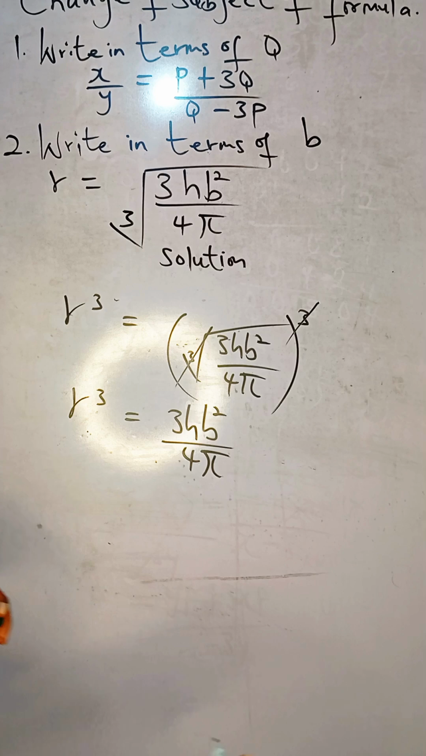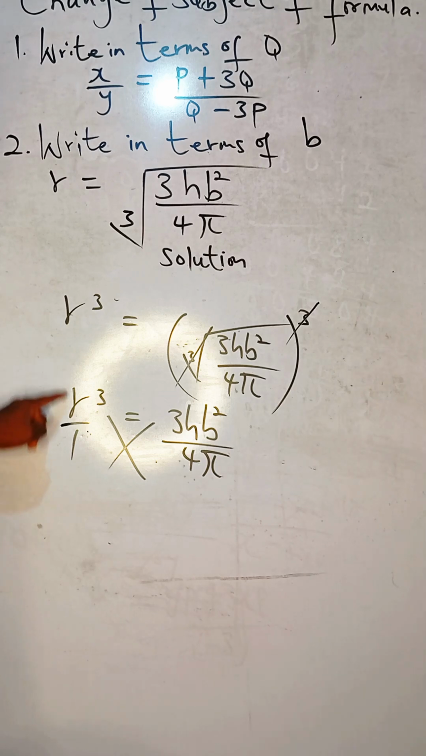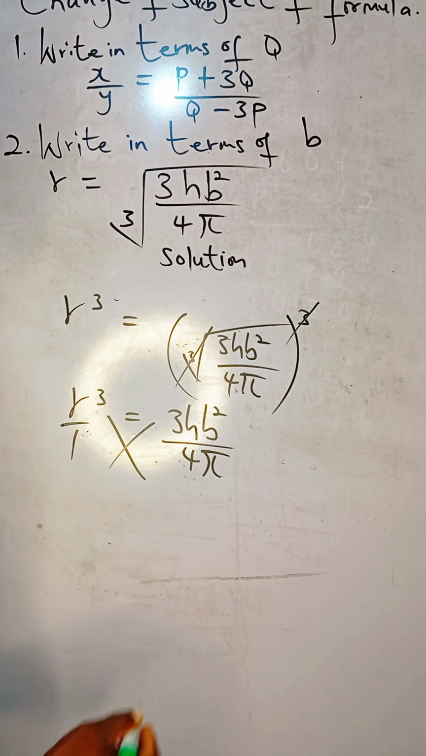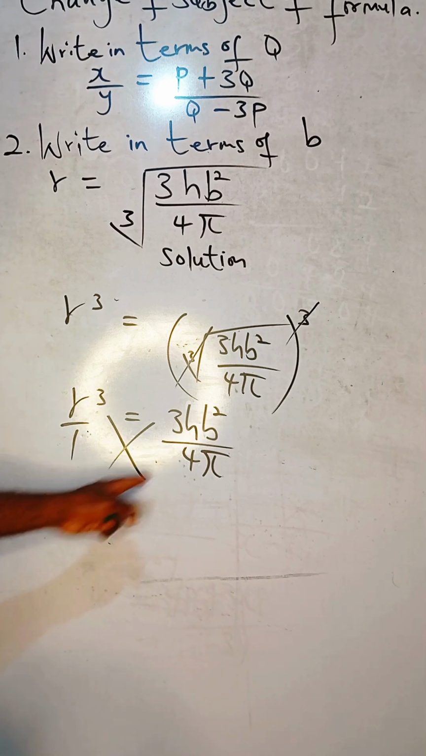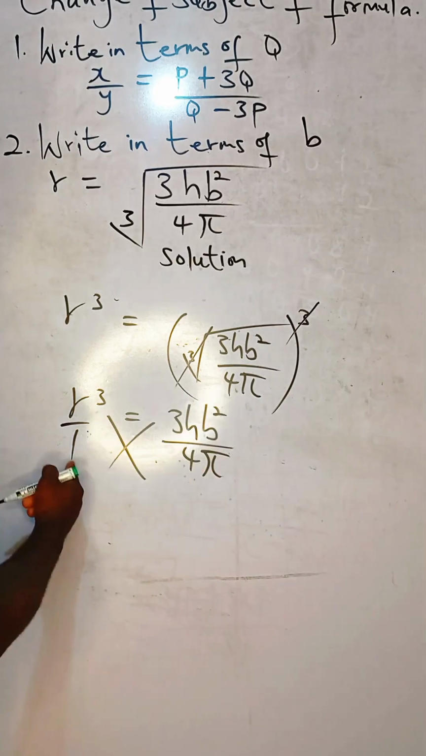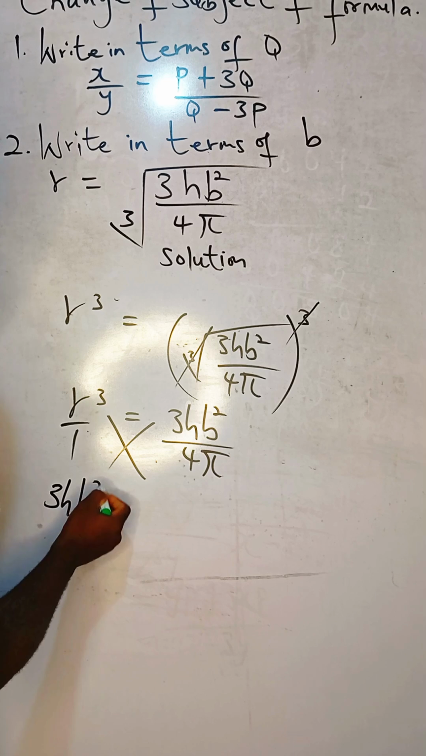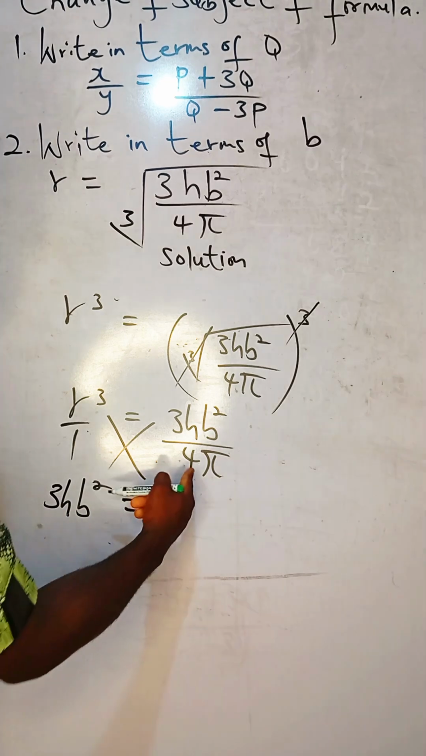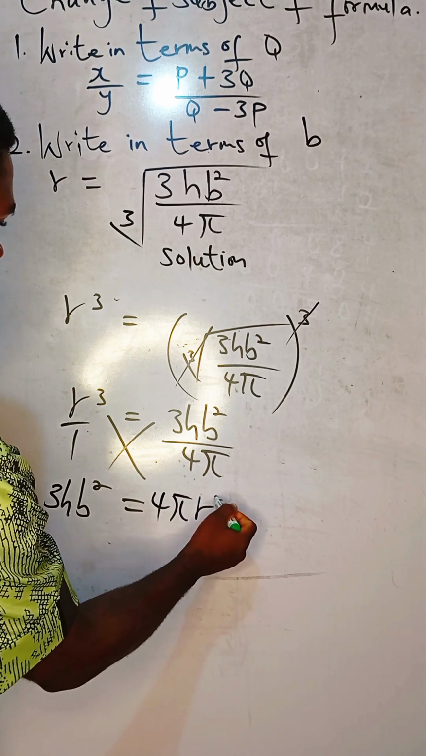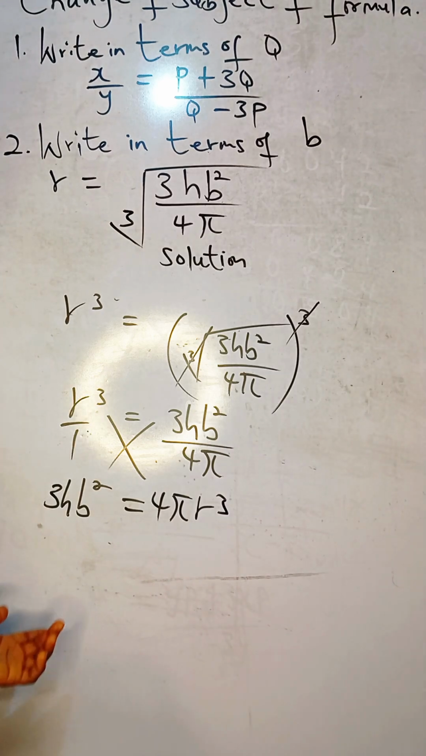Now the next operation I can do, I can choose to say, let me now cross multiply. Just put over 1 here, because when you have r to the power of 3 over 1, it will still become r to the power of 3. So that when I cross multiply, let this one come first because b is on this side. So 3hb squared times 1 is going to be 3hb squared, which is equal to 4 pi multiply here will become 4 pi r to the power of 3. Now it is getting even easier.